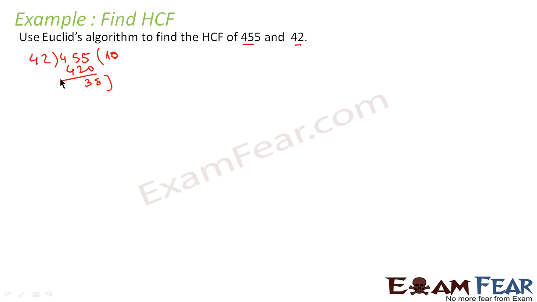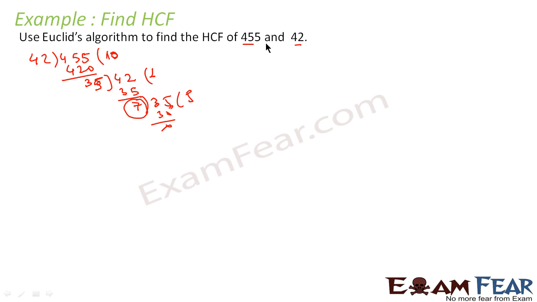Again, 35, if you divide 42 by 35, you get 1 and remainder 7. Then 35 divided by 7 gives 5, so you get remainder 0. So 7 is the HCF. So using the Euclid algorithm, we found that the HCF of 455 and 42 is 7.